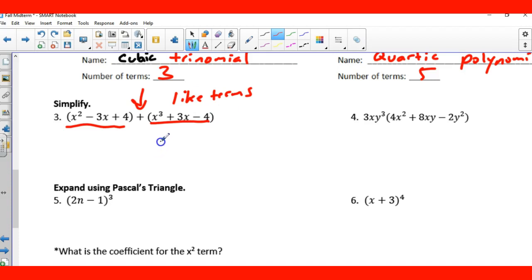So we have x cubed, that's the largest one. Then I have x squared, that's the next largest one. Then I have negative 3x plus 3x. Well, that cancels each other. One's negative, one positive. Then I have positive 4 and negative 4. So there we go. I have x cubed plus x squared.